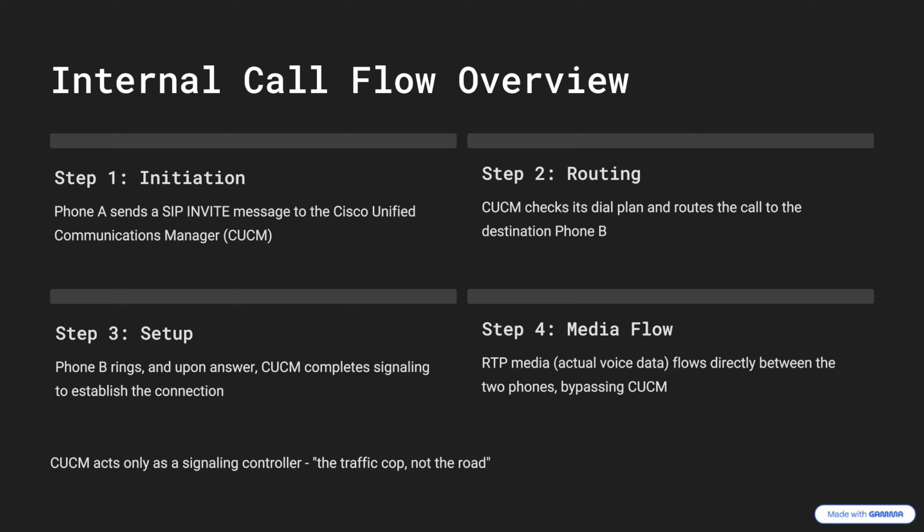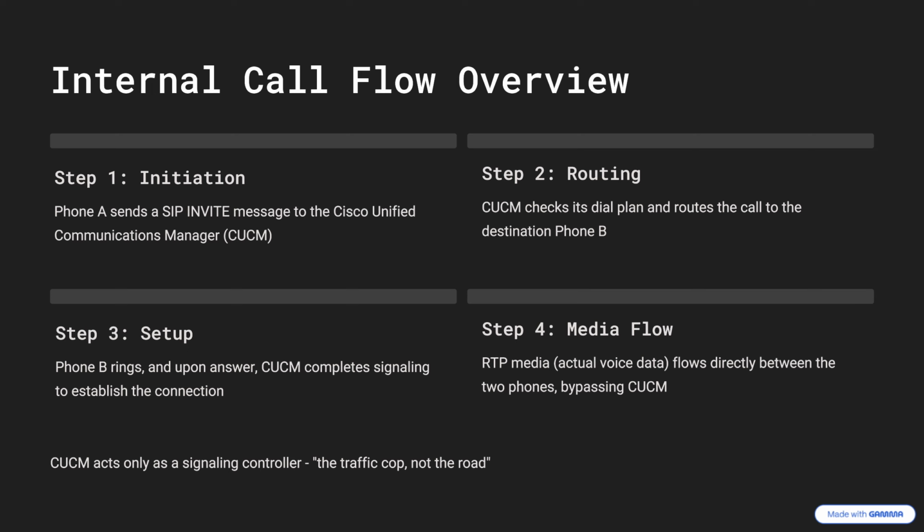When one IP phone calls another within the same organization, Phone A sends a SIP invite message to the CUCM, the call control server. CUCM checks the dial plan and routes the call to Phone B. Phone B rings, and once it answers, CUCM finalizes the SIP signaling. At this point, Real-Time Transport Protocol, or RTP, carries the voice traffic directly between the phones.